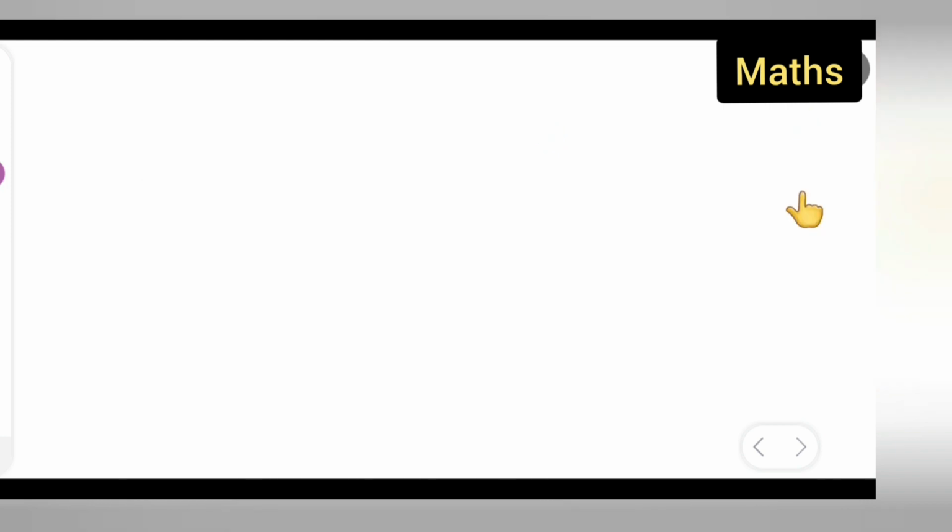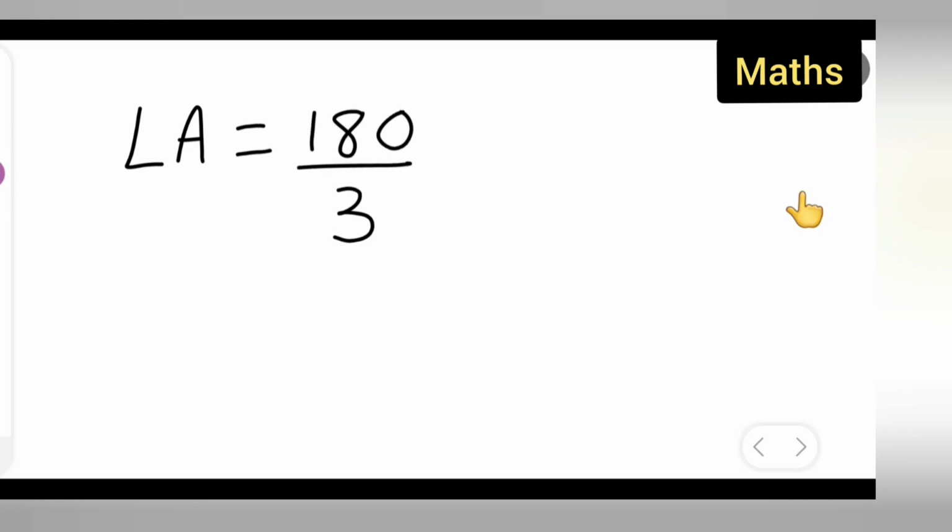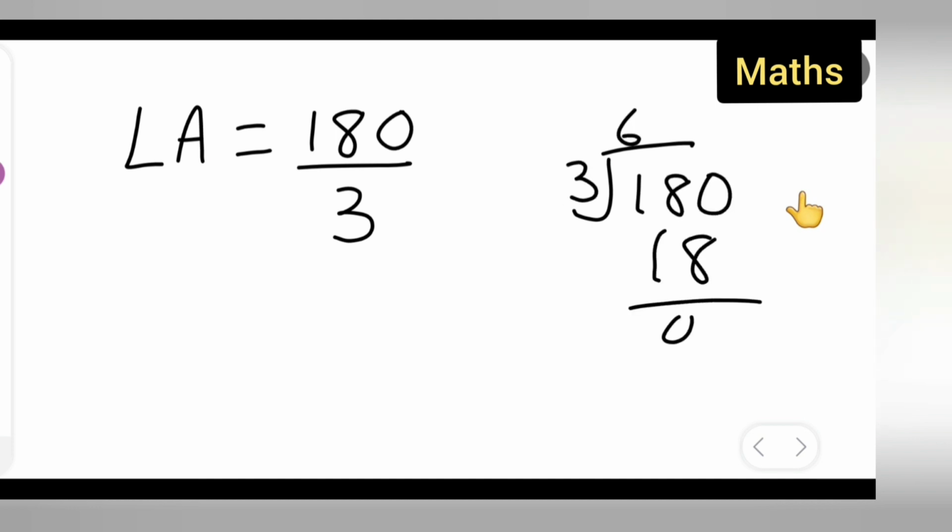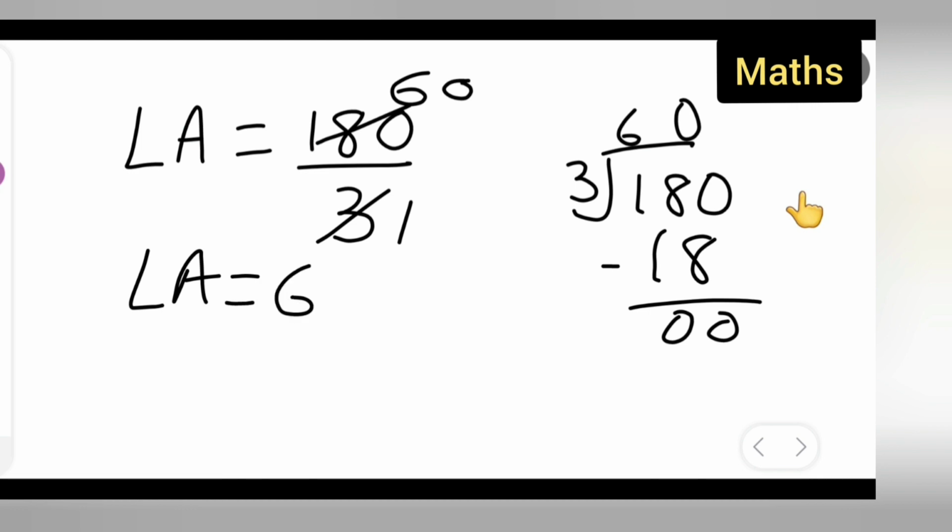So now angle A is equal to 180 divided by 3. If you divide 180 by 3, what do you get? 3 sixes are 18, 0, 0, and here 1 will remain, right? 3 ones are 3, 3 sixes are 18. So angle A is equal to 60 degrees.